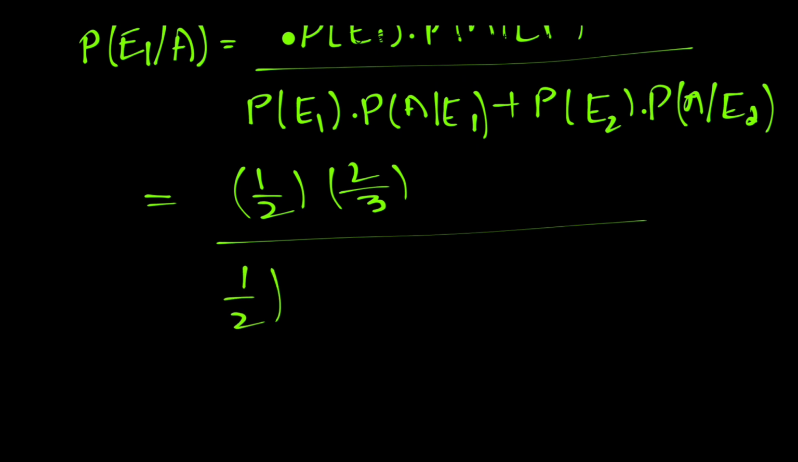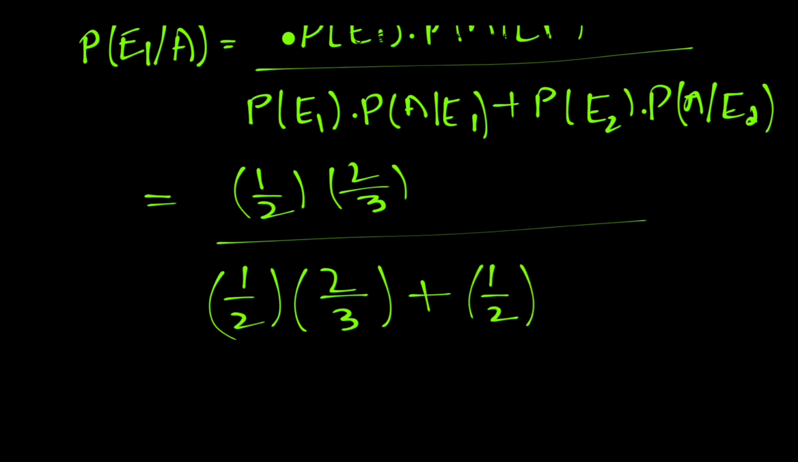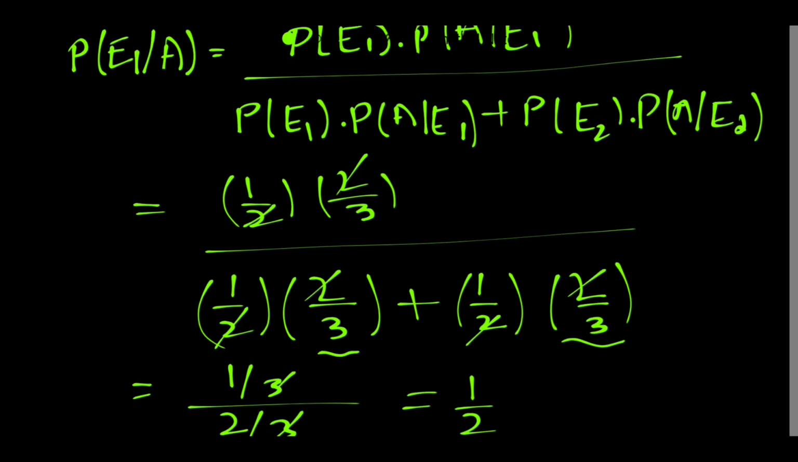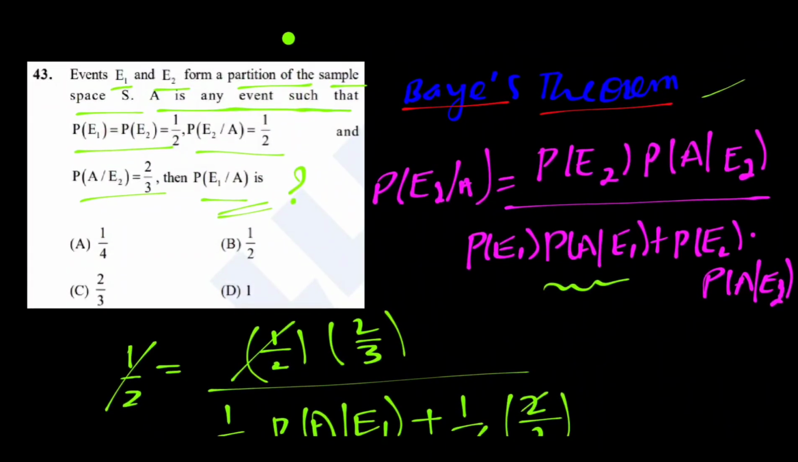Same here, 1 by 2 into 2 by 3 plus P of E2, P of E2 also 1 by 2. Next P of A by E2 is 2 by 3. Here in all places 2 by 3, 2 by 3, the 2 gets cancelled. Next, 1 by 3 divided by 1 by 3 plus 1 by 3, which is 2 by 3. The 3 gets cancelled. 1 by 2 is the answer. So option B is the correct answer.